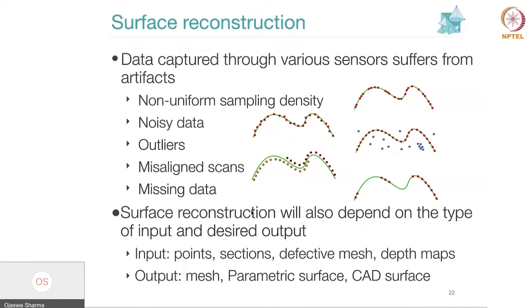So usually the input for a surface reconstruction could be a set of points or cross sections, a defective mesh. And what I mean by a defective mesh is that, let's say, part of the mesh has missing data, missing triangles from the mesh, or noisy data in the mesh, a noisy mesh, or it could be depth maps. Is anybody familiar with depth maps here? What are depth maps? Or RGBD images? Anybody knows what are depth maps?